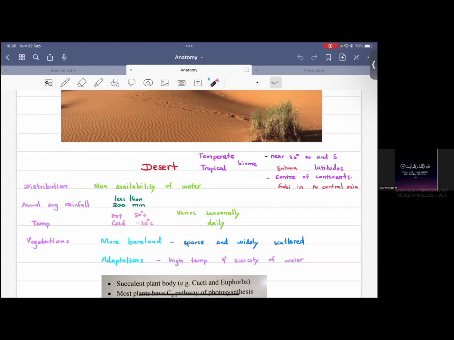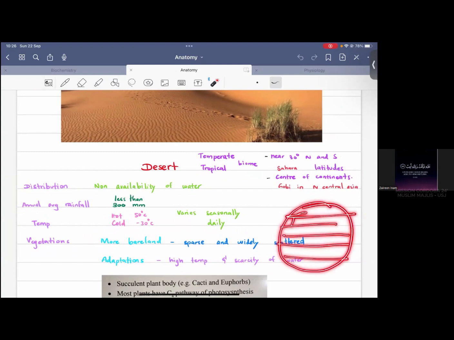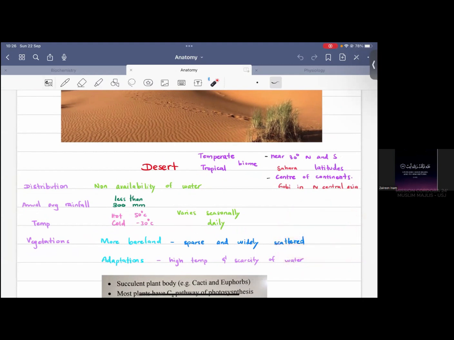Okay, now that is something you have to know. What is temperate? Now let's take a globe, and here you have the equator. This is the tropical area and this is the temperate area. Okay, this desert can be either a temperate biome or tropical biome, because it is there in the temperate area as well as in the tropical area.